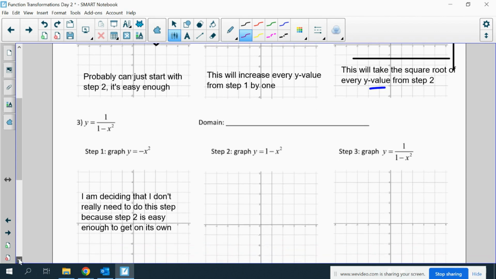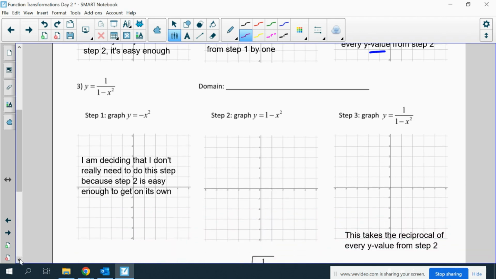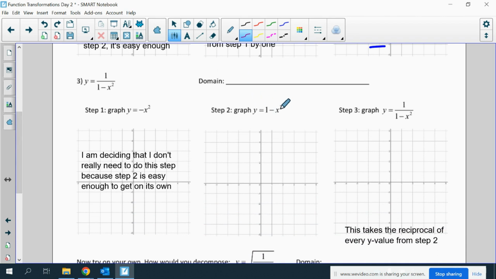Number 3, let's graph 1 minus x squared. So that's going to have -x squared moved up by 1. Now I'm going to take the reciprocal of that. So I take the reciprocal of every y value in step 2.